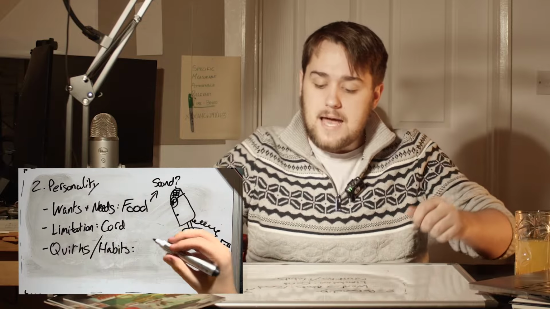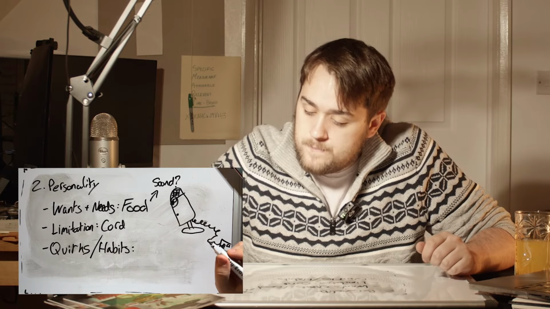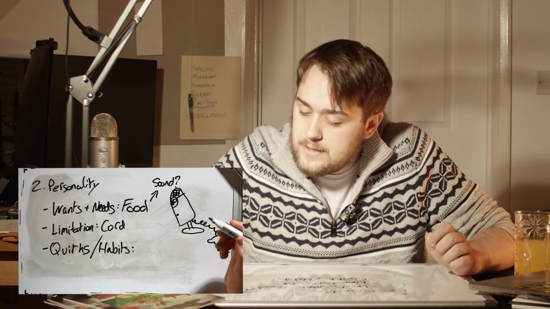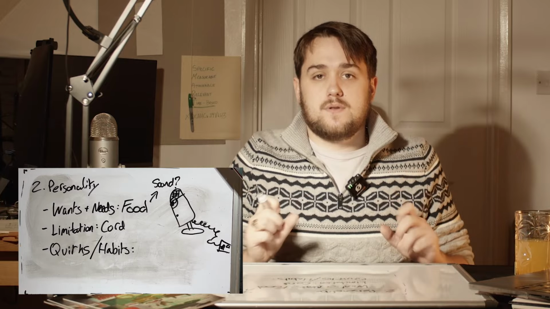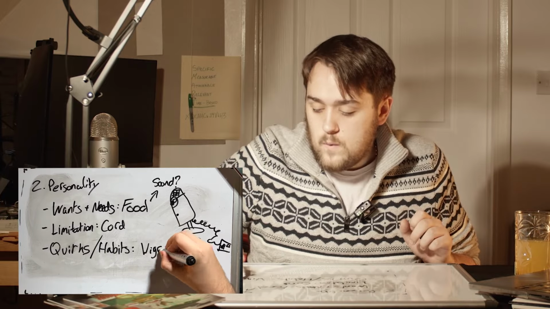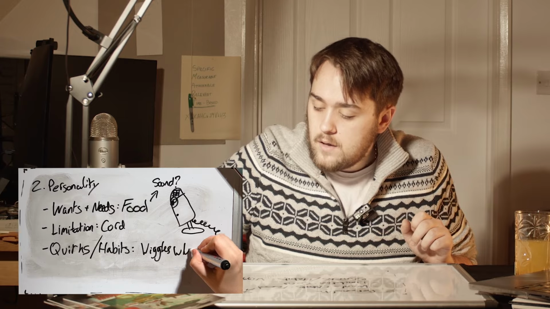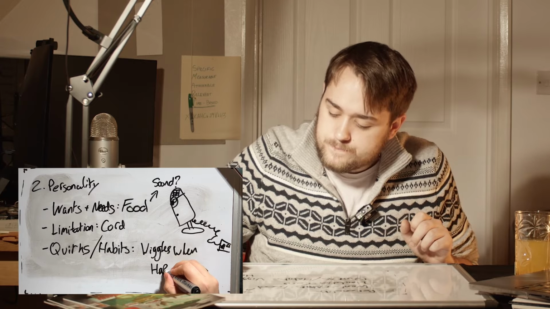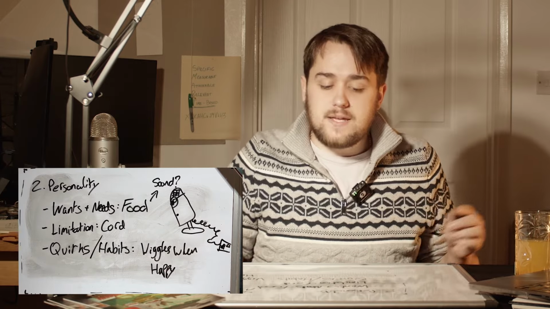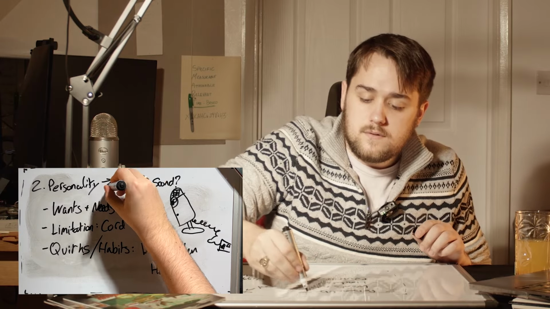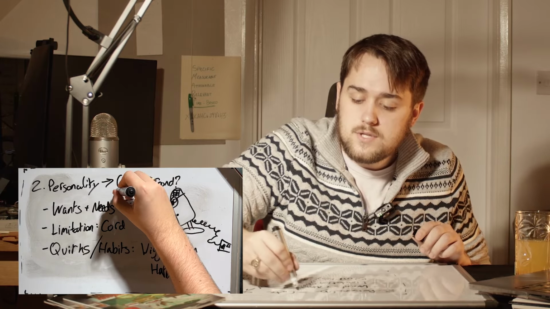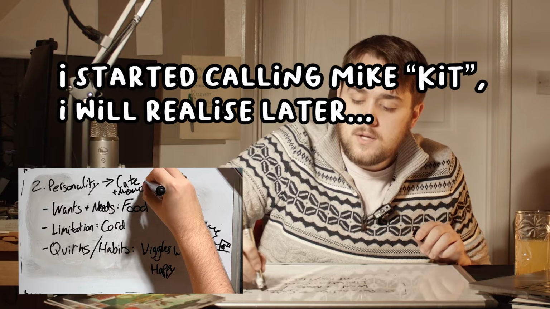And then quirks and habits. We could add a little movement it likes to do, maybe like a wiggle. Wiggles when happy. That adds to the idea of making them very cute, because the main goal here was to make them cute and memorable.